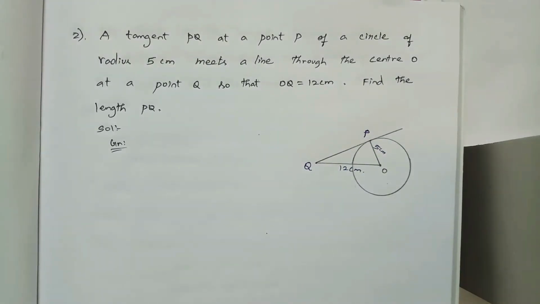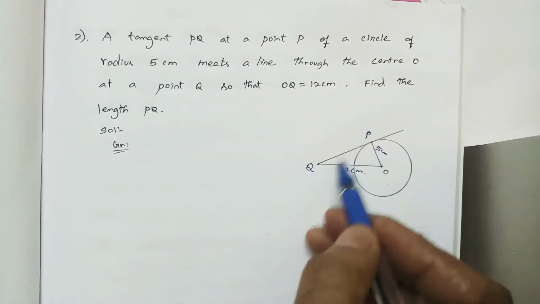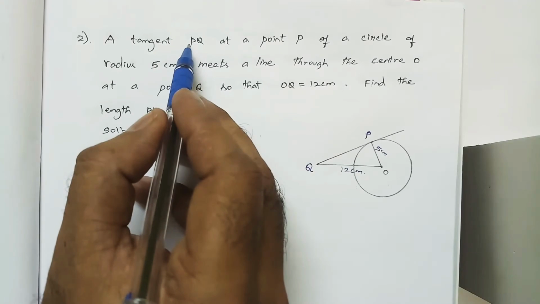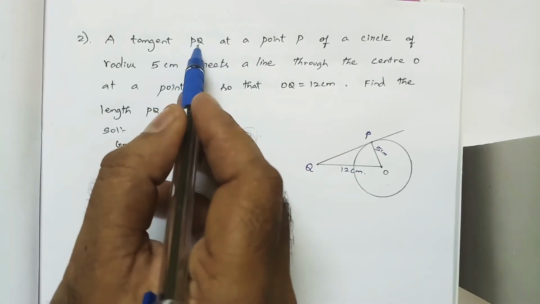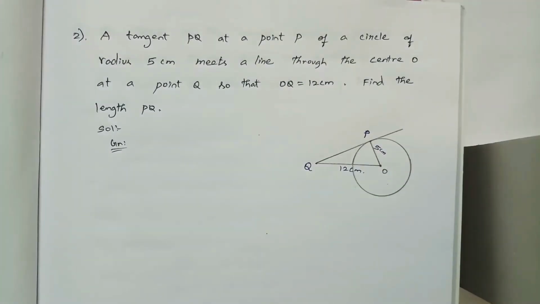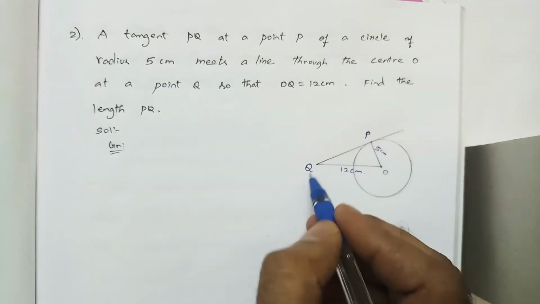I'm just taking from the question, right? From the question only, I'm taking all those things. A tangent PQ they have said. Whether P is an external point or Q is an external point, we don't know, but from the question itself we have sorted out that P is the point of contact for the line, that is the tangent, and the circle. So Q is the external point.